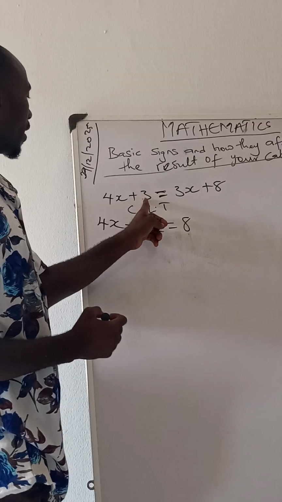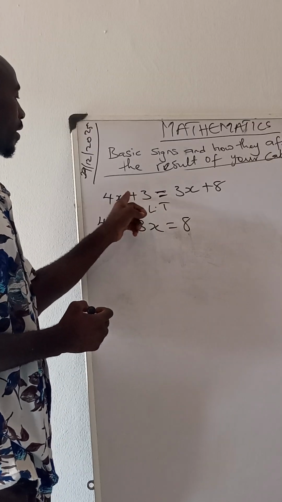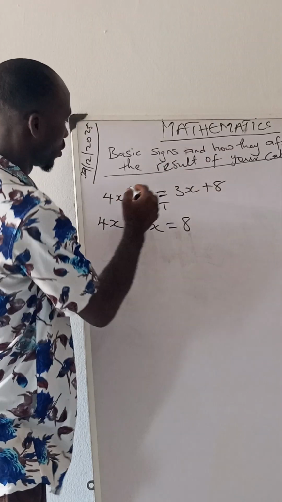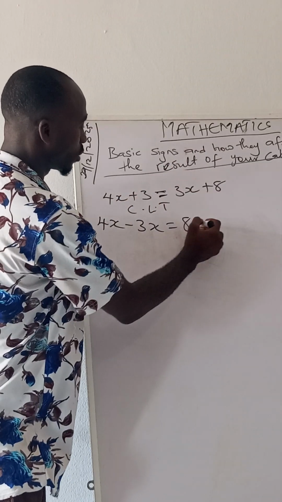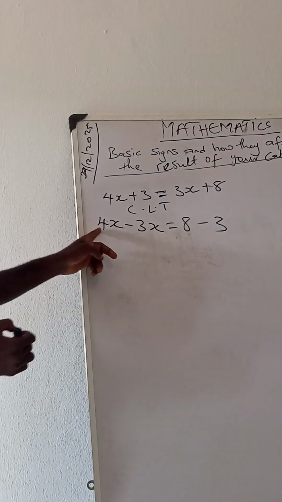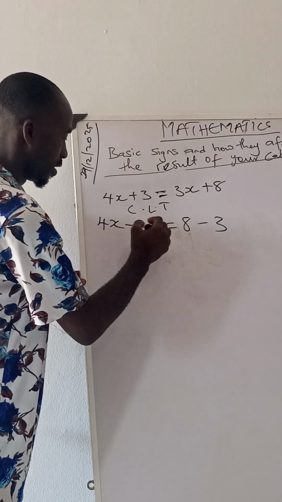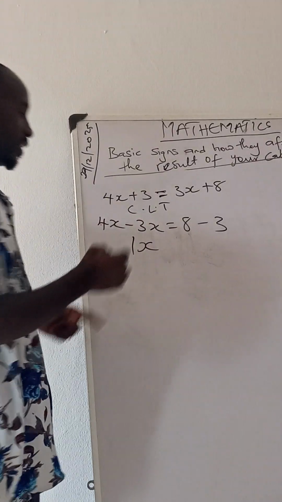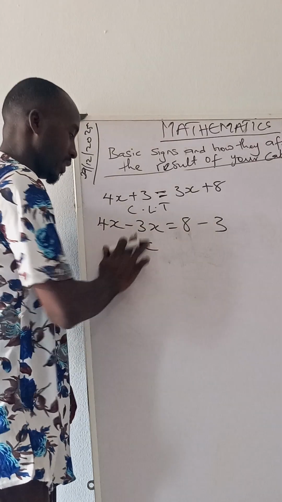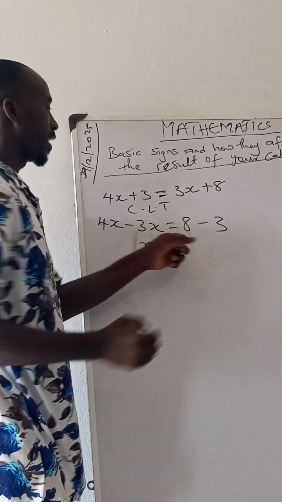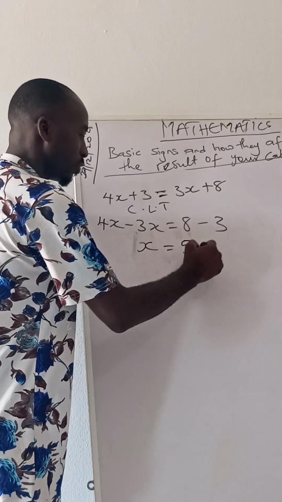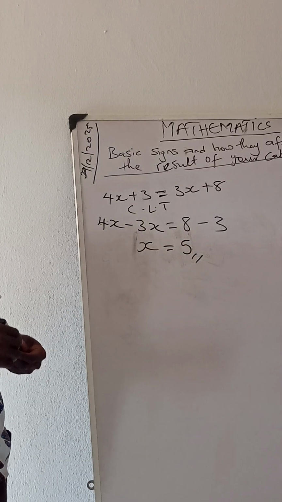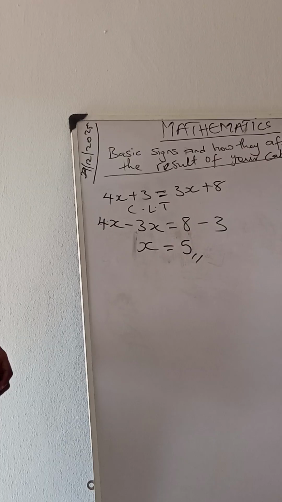Now, we have plus 3 here. Now, when we have a positive sign, a number here, if it crosses an equal to sign, it changes to minus. So, plus 3 is crossing this sign, it will change to minus 3. So, here we have 4x minus 3x, which will give us what? 4 minus 3 is what? 4 minus 3 is 1. That's 1x, but we don't put 1. It is said to be x. x will be equal to 8 minus 3, which is what? 5. So, here we can say x is equal to 5.